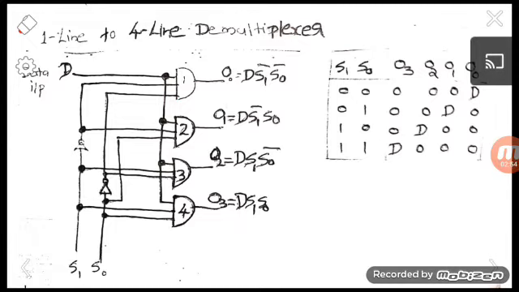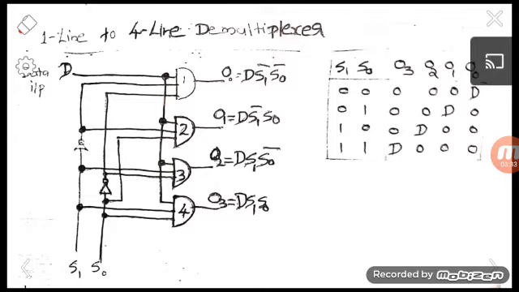And for all other AND gates, the output will be 0. We can take the example of the second AND gate. For the second AND gate, the first input is D, the second input will be 1, and the third input will be 0, because S1 and S0 are 0. The second input will be 1 because we are using a NOT gate here, and the third input we are directly giving S0. So the output of this AND gate will be 0. And we can also check all 4 cases: 0 0, 0 1, 1 0 and 1 1.